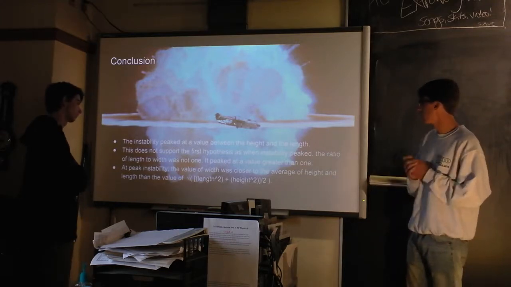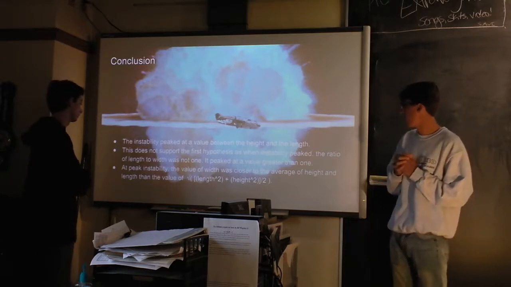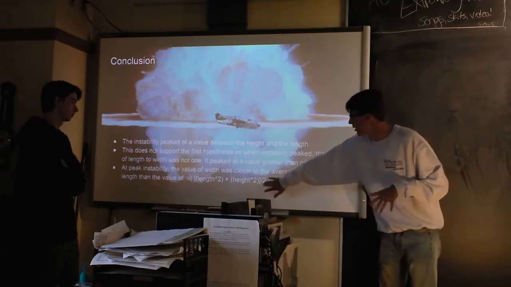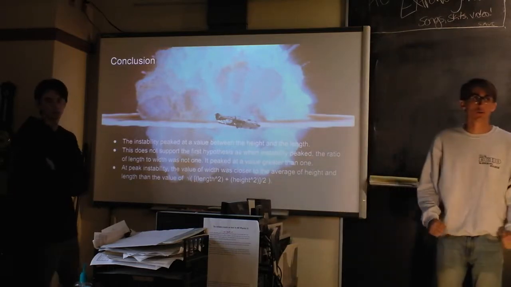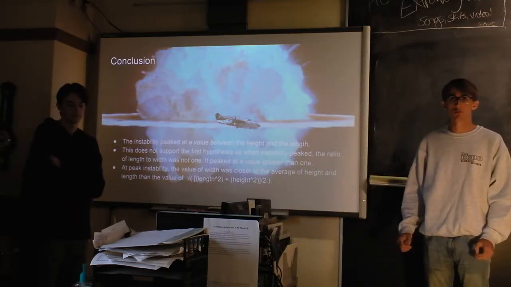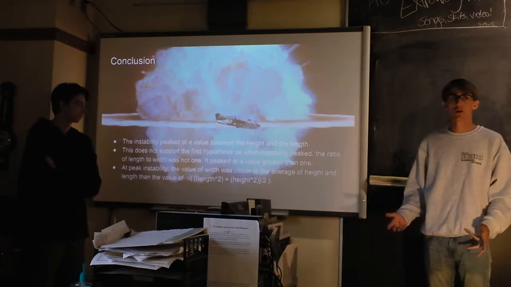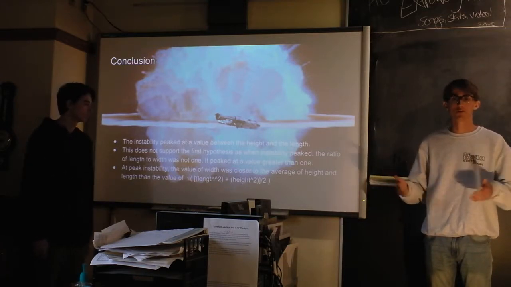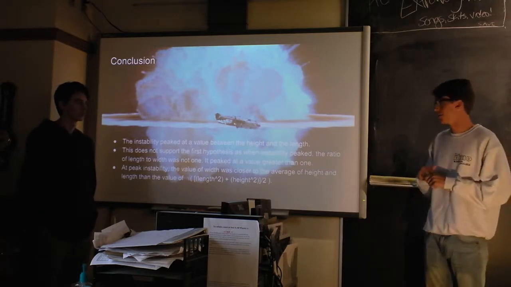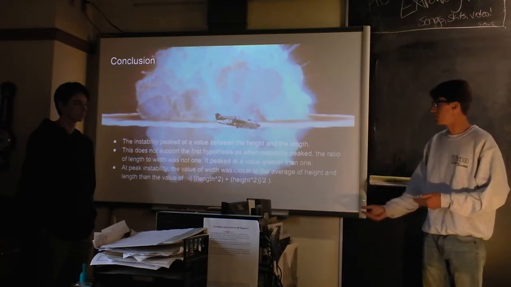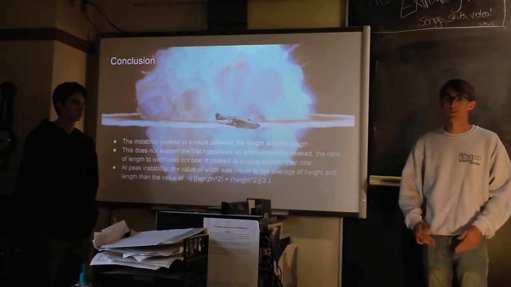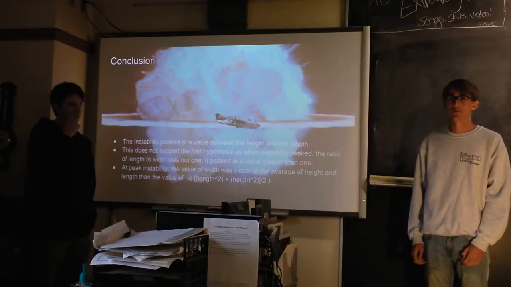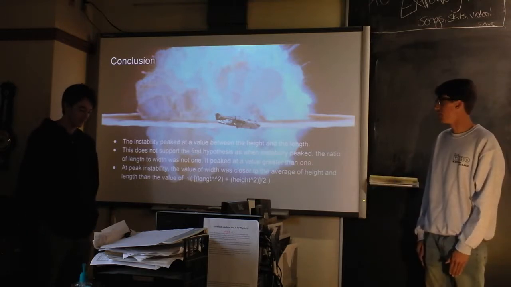And at peak instability, the value of width was closer to the average of height and length than the value we got from averaging the inertias and solving for width, which was kind of weird, because you'd think that using equations that were actually found to be true, you would get a better result. Instead we had this ballpark idea. I was just like, maybe it's this, and it turned out to be the average of length and height.